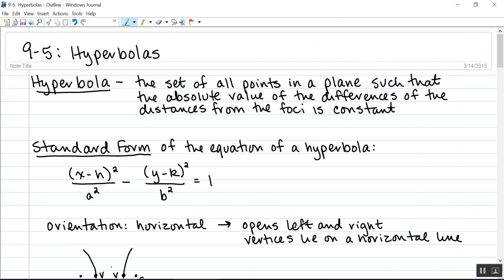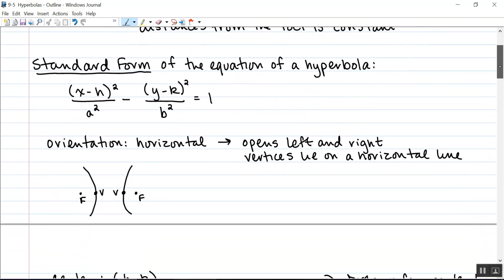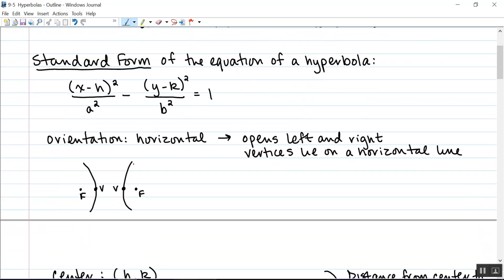So the standard form of the equation of a hyperbola is (x minus h) squared over a squared minus (y minus k) squared over b squared equals 1. Notice this is a lot like the equation of an ellipse, except in here we have a minus instead of a plus. In this video, we're only going to focus on horizontal hyperbolas, that is, ones that open up left and right, and the vertices and the foci lie on a horizontal line.